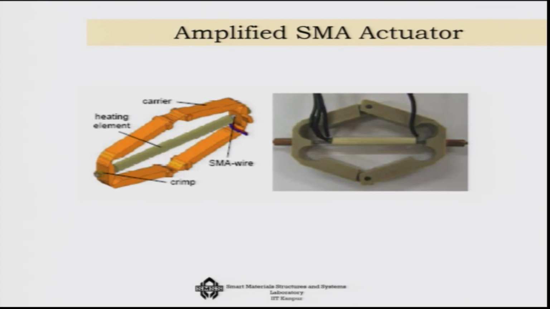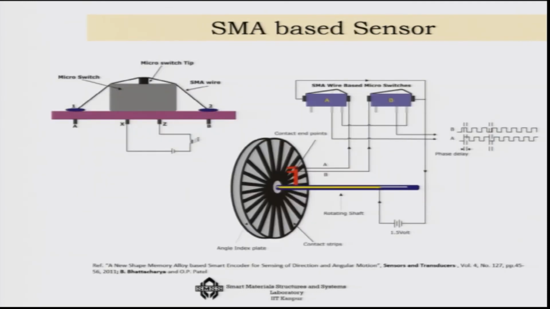There is also another example of an amplified SMA actuator to further amplify. So, let us say this is the SMA at the core, and as it shortens, at these 2 points you are getting a mechanical amplification of the system by using an arch type of mechanism. Thus, you can actually further amplify the deformation.